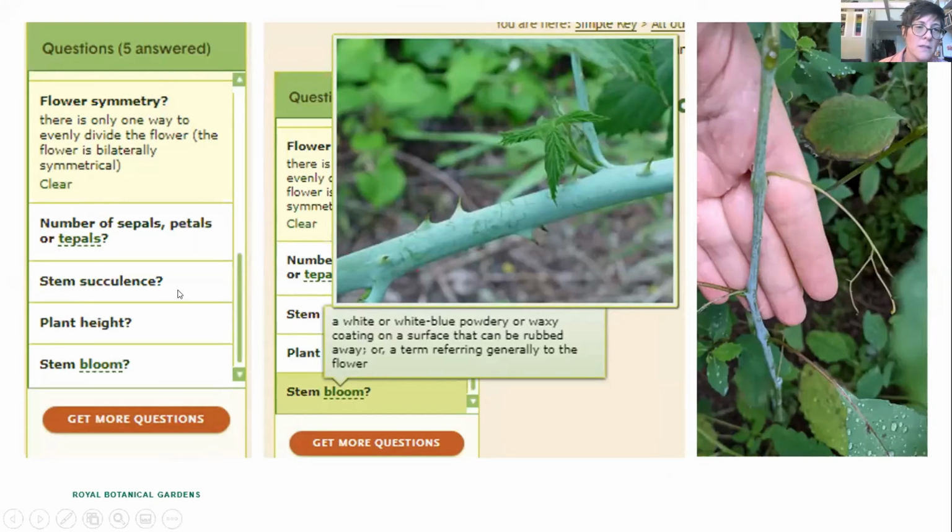And the additional questions show up at the bottom of the column full of questions. The first one is on stem succulents. I don't really want to answer that, so I won't. The plant height, well, I technically could, but I don't want to answer that either. But what about stem bloom? What is bloom? If you hover over that word, because green has a dashed line under it, the definition comes up along with a photograph of it. And this is exactly what I was looking at on the stem of the plant I'm looking at. It's a white or white blue powdery or waxy coating on a surface that can be rubbed away. Excellent. I want to answer that question.